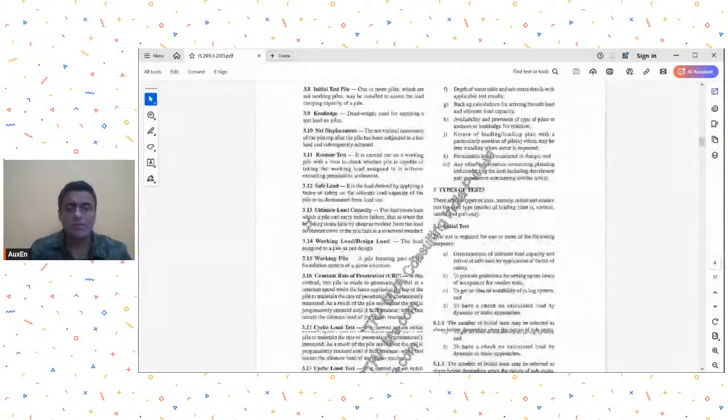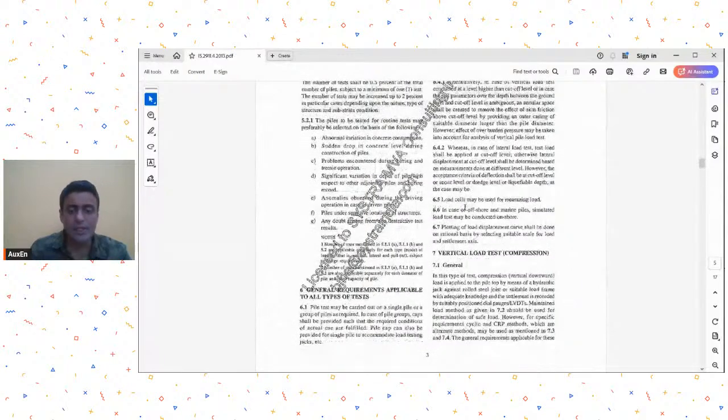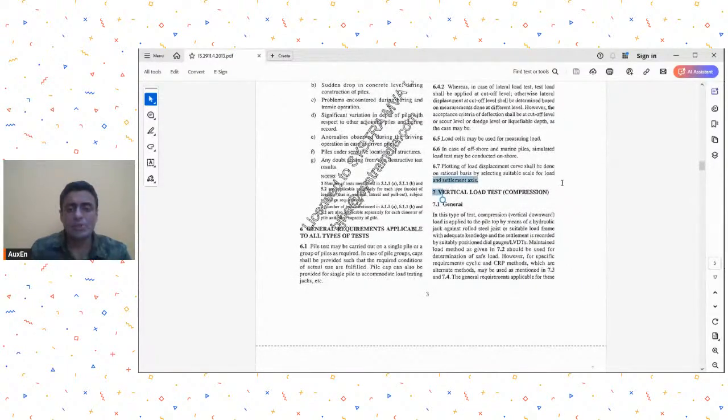So that protocol tells you that the pile capacity will be worked out in this manner, that I'm just going to show you now on screen. So I'm showing you the screenshot. I'm showing you the code 2911 part 4. So here it gives you how each of the tests has to be carried out.